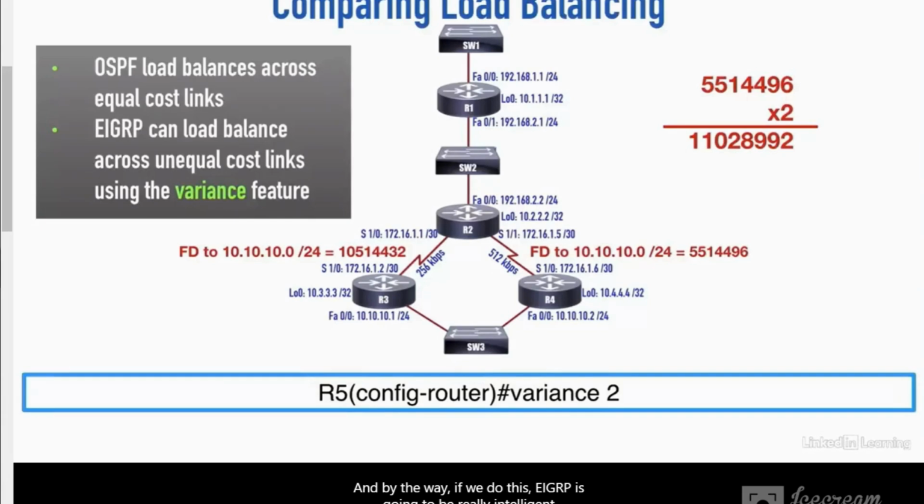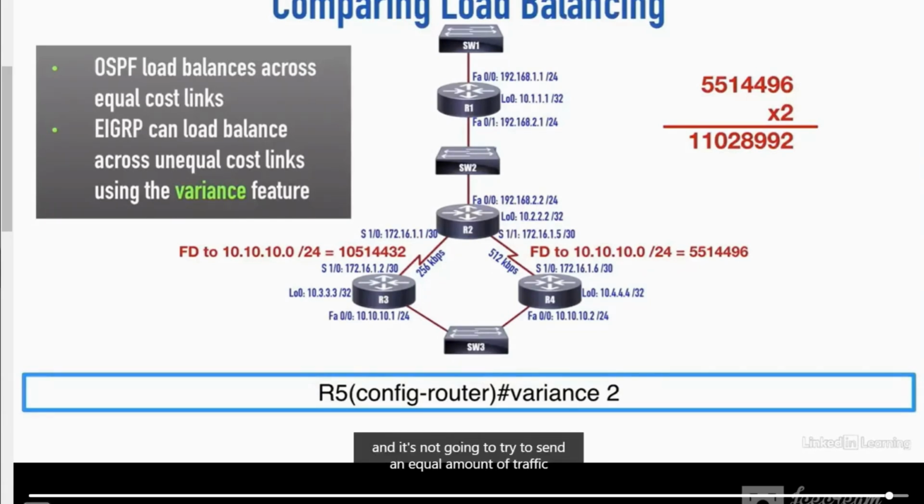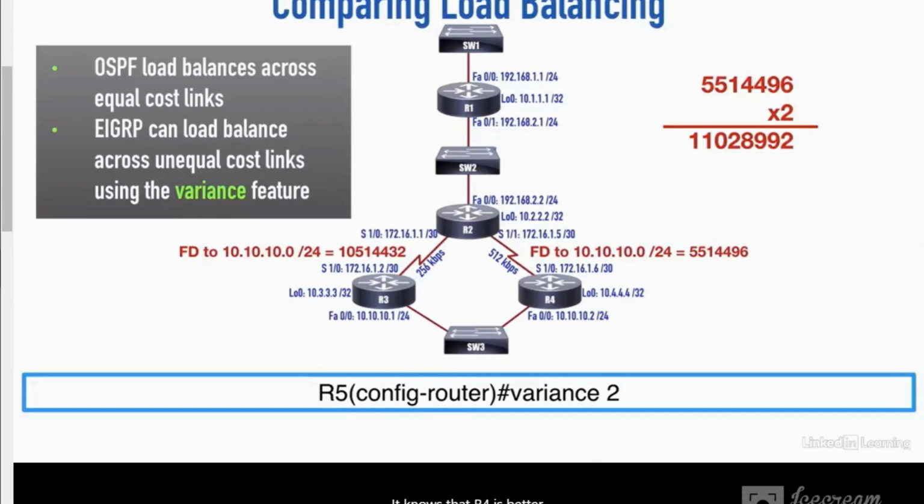Now, by the way, if we do this, EIGRP is going to be really intelligent about this, and it's not going to try to send an equal amount of traffic via R4 and R3. It knows that R4 is better. It's going to give a proportionally higher amount of traffic to the link going to R4 as compared to the link going to R3. But this lets us use what would be just a dormant standby link with OSPF. It lets us actively use it to send traffic. And that's a comparison between some of the key features of OSPF and EIGRP.